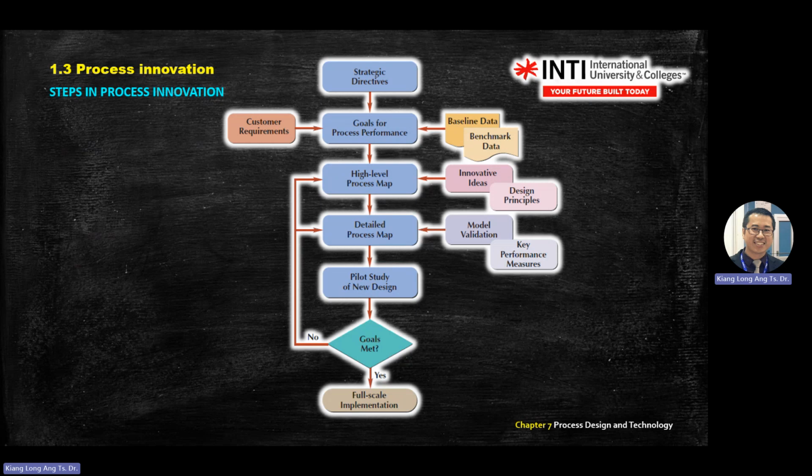So for the first one, process performance, you have 3 inputs: customer input, your strategy directive, and your data. When you feed in the 3 inputs, you go to the high level process map. The high level process map has a few inputs there. Then you go to detail, go to assessment, pilot studies, and then you assess whether you meet your goal or not. If yes, then you go to full scale implementation. This is a process chart, the process innovation chart.